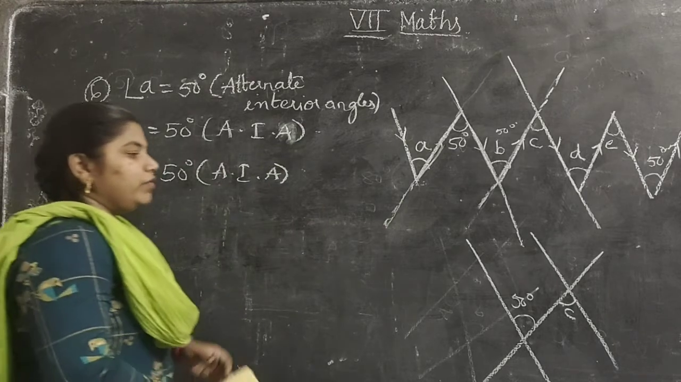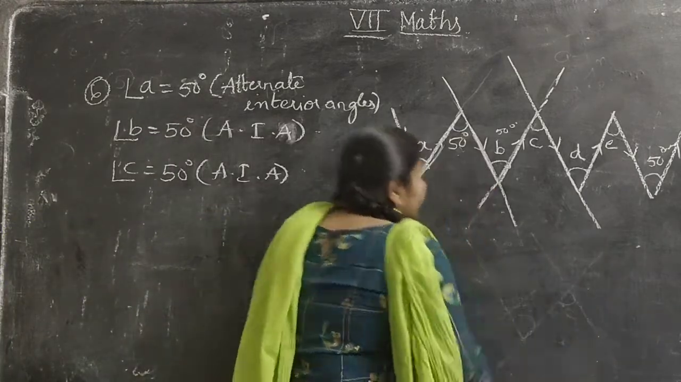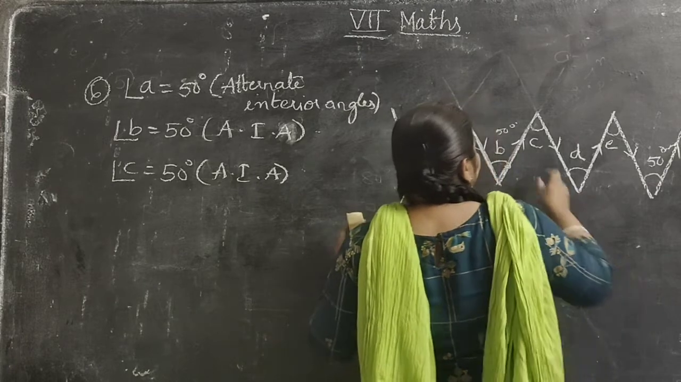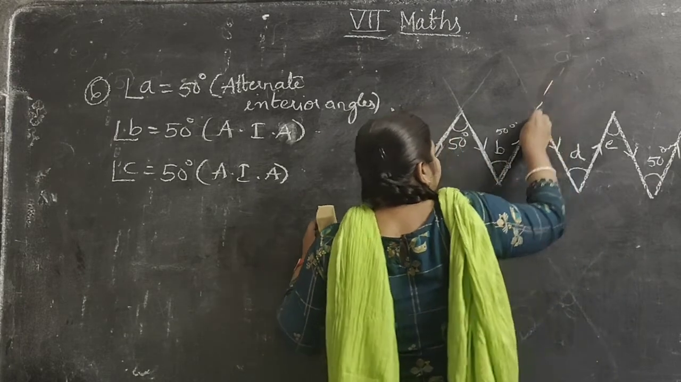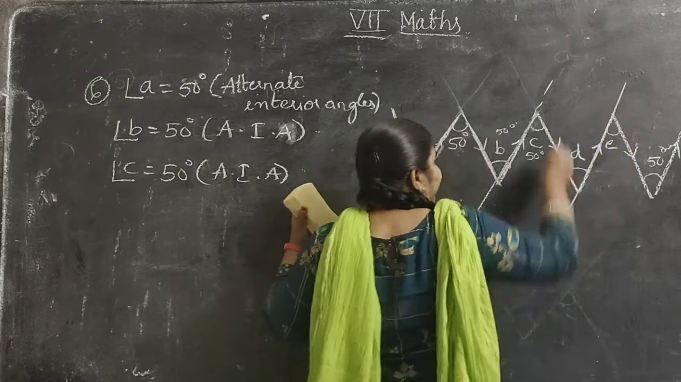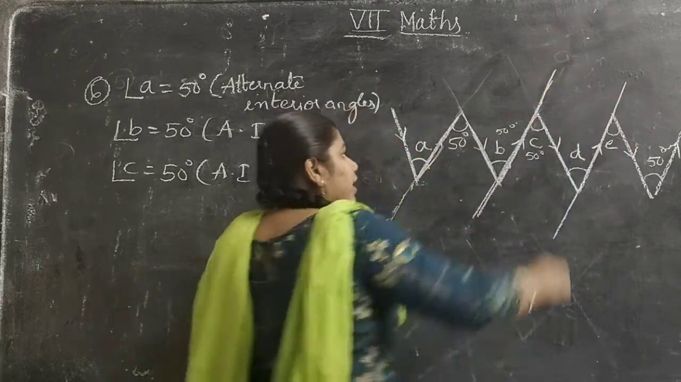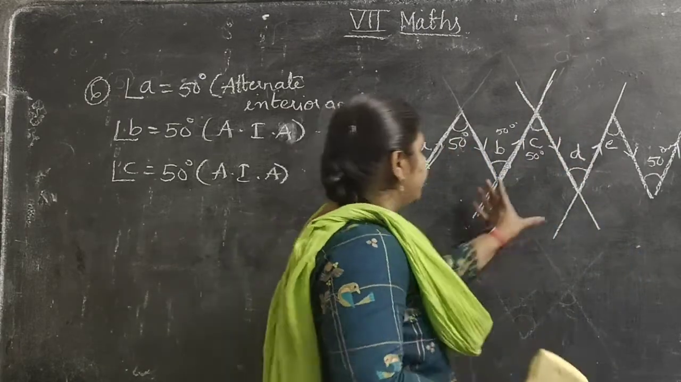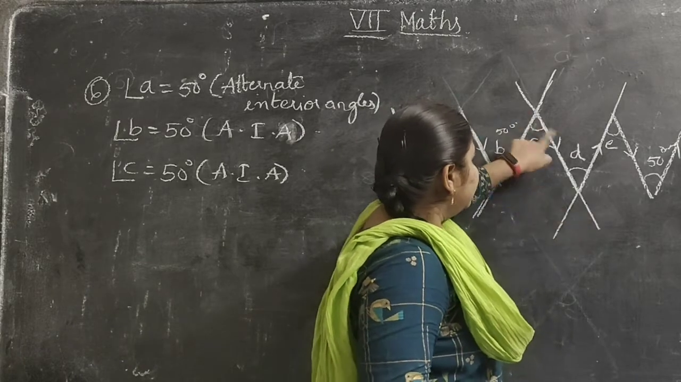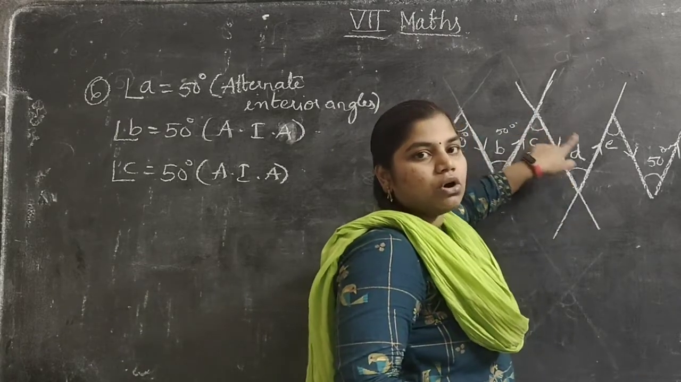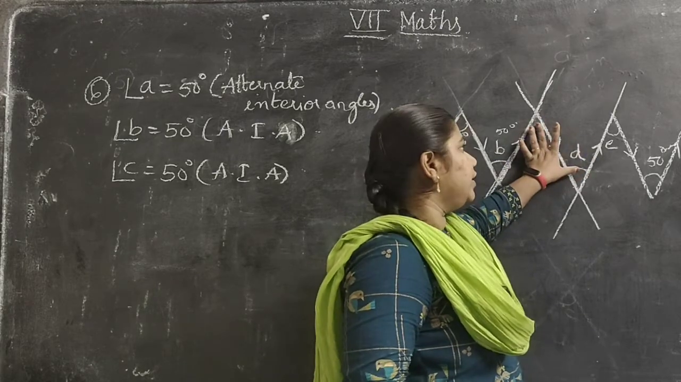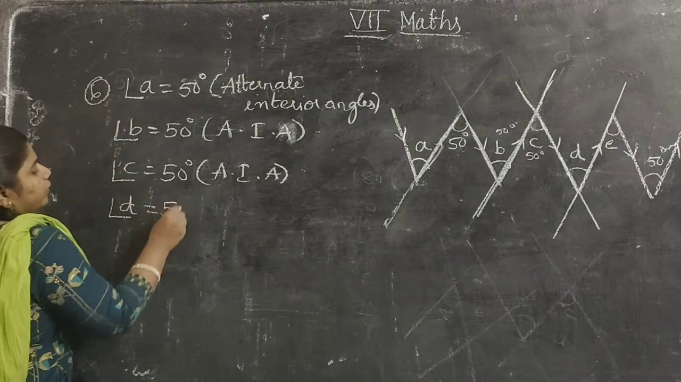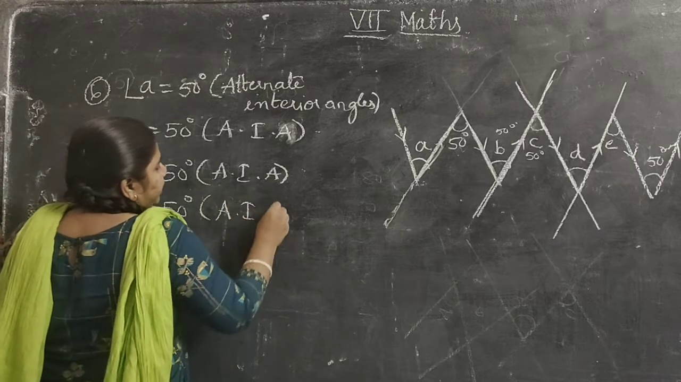Now we have to find the angle D value. In the same way you have to extend the lines. Already you got the angle C value, so by using this angle C value we find angle D. I am extending these two lines, and this is a transversal line because it is intersecting at two different points. If these two are parallel lines and this is a transversal, these two are alternate to each other. Alternate interior angles will be equal, so angle D is equal to 50 degrees because they are alternate interior angles.